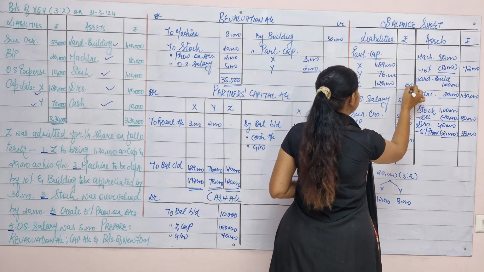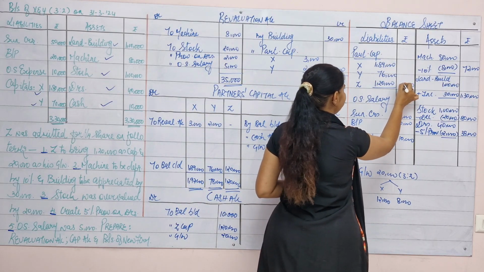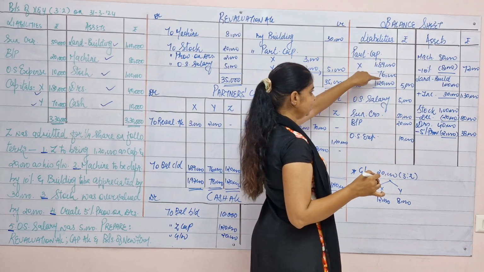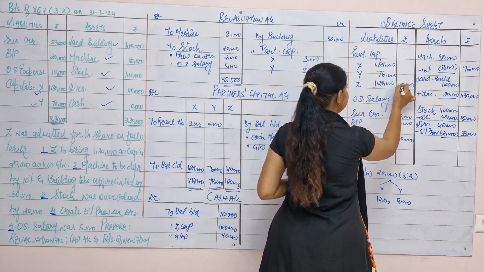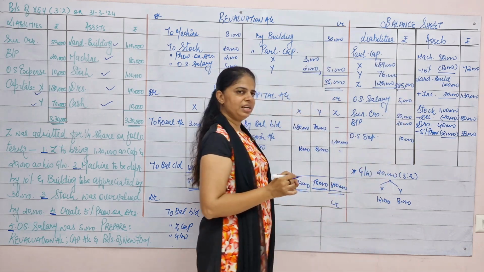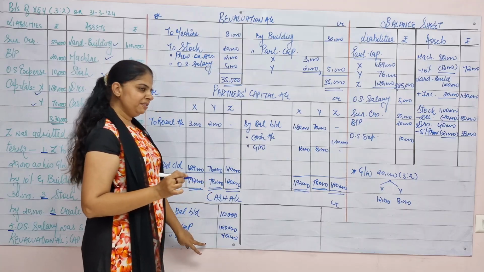You have 3 zeros. 9 plus 6, 15 is 5, carry 1. 9 plus 7, 16, 17, 18. 18 is 8, carry 1. It will be 3,85,000.